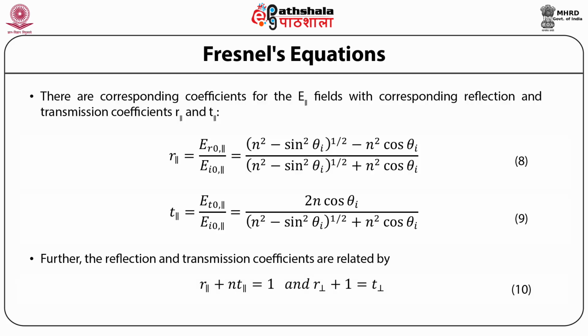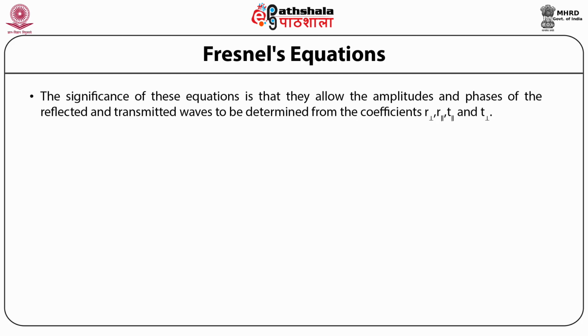Further, the reflection and transmission coefficients are related by R parallel plus n T parallel is equal to 1 and R perpendicular plus 1 is equal to T perpendicular. The significance of these equations is that they allow the amplitudes and phases of the reflected and transmitted waves to be determined from the coefficients R perpendicular, R parallel, T parallel and T perpendicular.